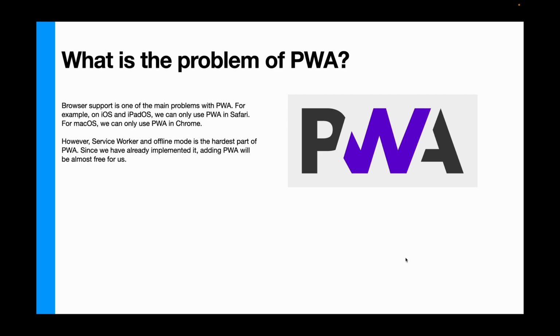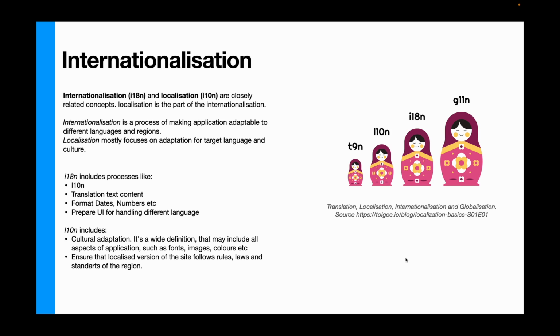Since we have already implemented it, adding PWA will be almost free for us. The next question is internationalization. Internationalization and localization are very closely related concepts. Localization is a part of internationalization. Internationalization is a process of making an application adaptable to different languages and regions. It may include things like localization, translating text content, formatting dates and numbers, and preparing the UI. From the other side, localization may include cultural adaptations and ensuring that the localized version of the site follows the rules, laws, and standards of the region.